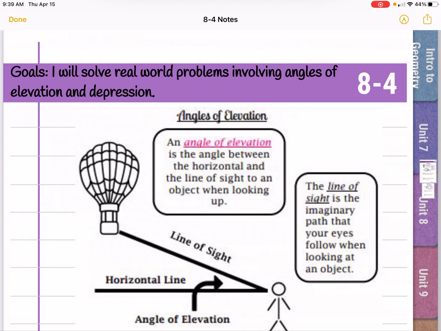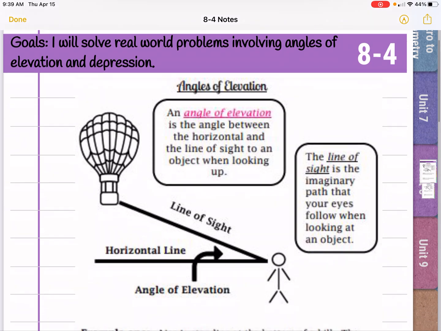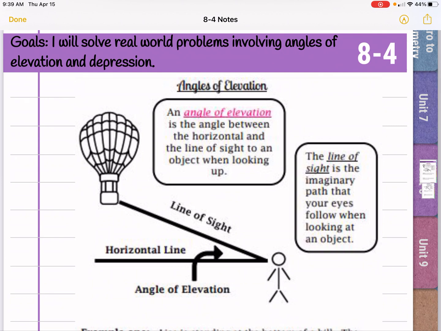In this video, we'll be reviewing how to solve real-world problems using angles of elevation. An angle of elevation is the angle between the horizontal and the line of sight to an object when looking up. So basically, if you're standing somewhere, looking up at something in the sky or something higher than you, that forms an angle of elevation from the ground, or from your eyesight, to whatever you're looking at. Your line of sight is the path that your eyes follow when looking at that object. The horizontal line would be how far away you are from that object horizontally.